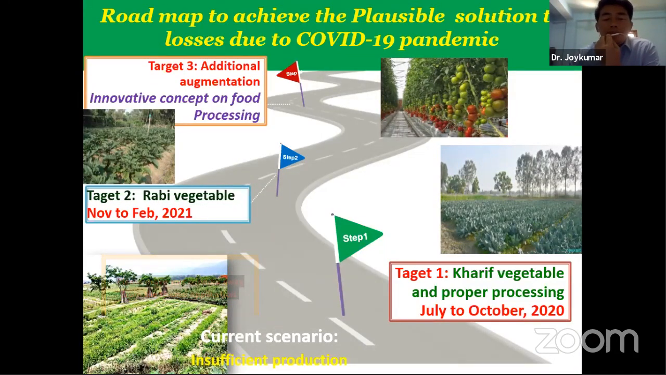Then after October, November, when the rabi season comes, we have to go for rabi vegetable plantation and then processing. When everything gets settled down at the end of this year, then finally we have to go for very high-tech cultivation, because when everything settles, we have to improve our nutritious food and use all those high-tech technologies. Okay, so this is how I will be planning the stages.